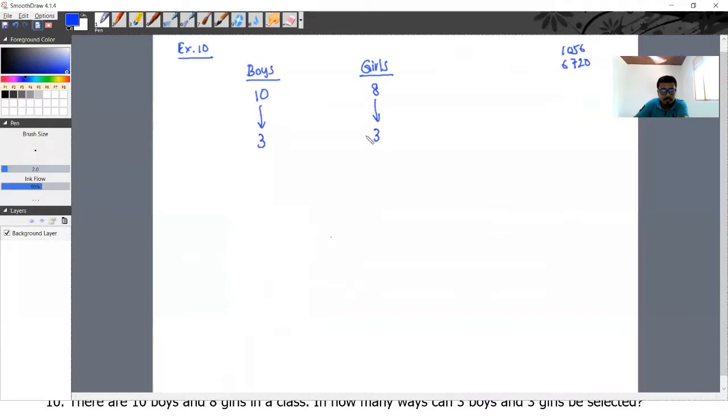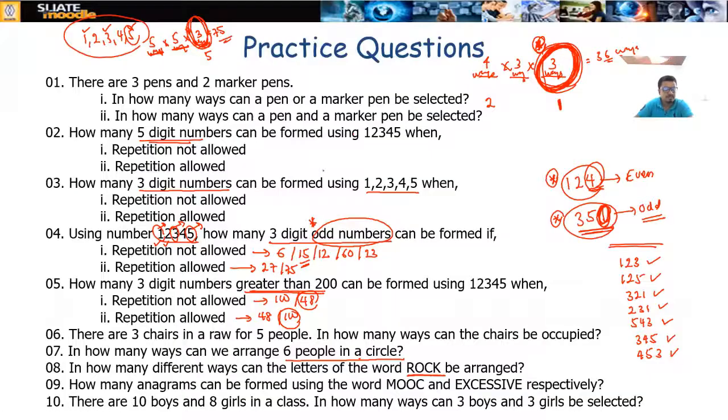What is the term they have used? What do we need to do? Do we need to arrange or do we need to select? We need to select. Is it permutations or combinations?